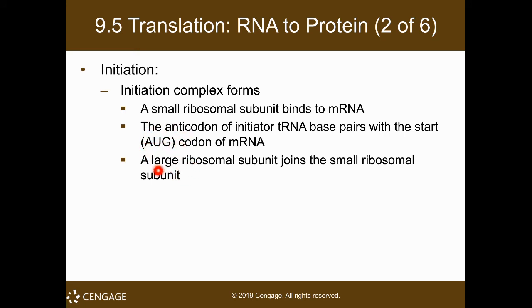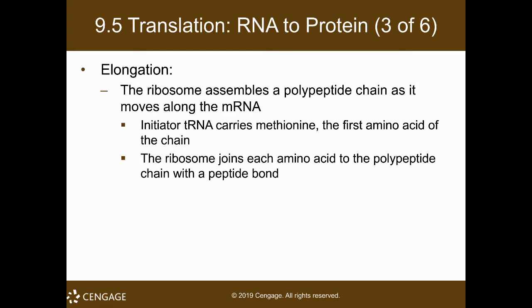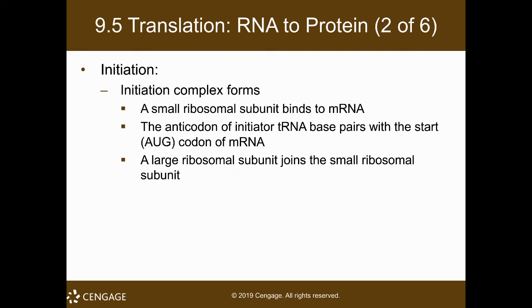And then once it pairs up or hybridizes, the large ribosomal subunit, which is the top bun, joins the small ribosomal subunit. Now, once they are joined, that's your initiator complex. You have your ribosome, the two halves, small and large subunit, sandwiching your messenger RNA, and the initiator tRNA forms hydrogen bonds with its complement in your messenger RNA.